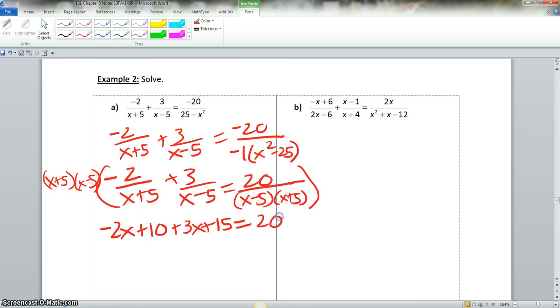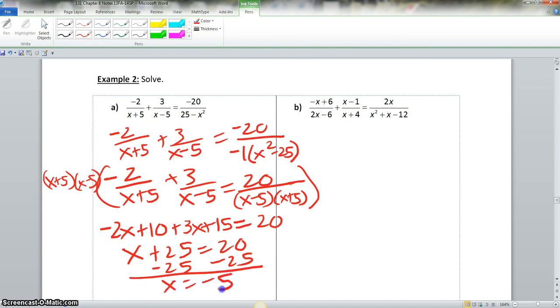And that equals, the x minus 5 and x plus 5 will simplify out, and that will leave us 20. Now we combine like terms. Negative 2x plus 3x is x. 10 plus 15 is 25, and that equals 20. So we'll subtract 25 on both sides, and x is equal to negative 5.